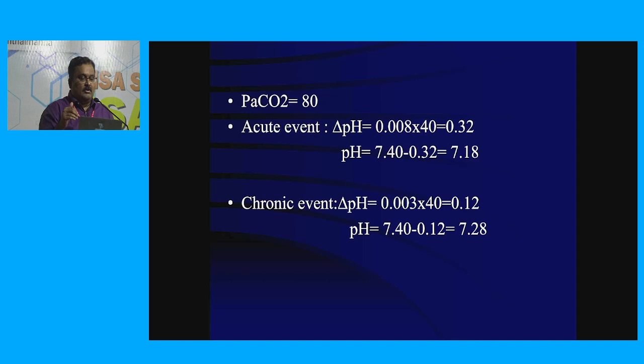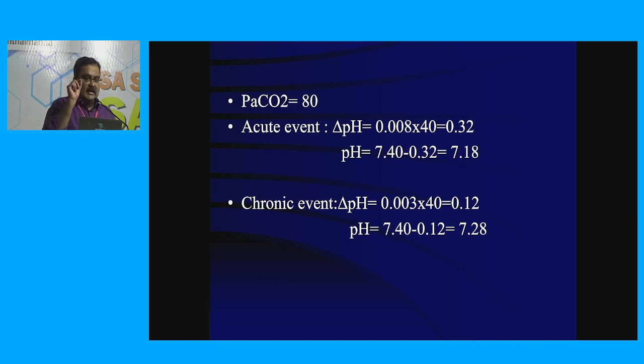If this was a chronic event, suppose a COPD patient who had collapsed and was brought to the ED, his pH would have been 7.28. He would have compensated, right? Anybody who has not understood this, I can tell that once more. This is very important to distinguish whether the event is acute or chronic.